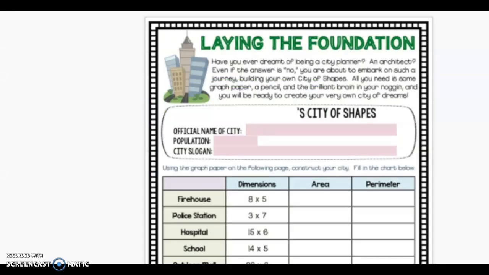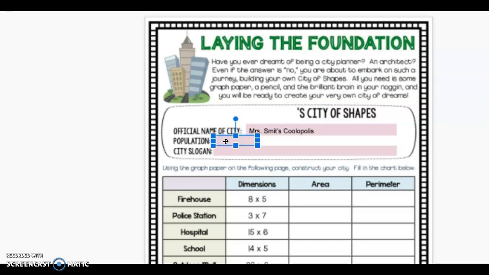We've been reminded about area and perimeter. Let's take a look at today's assignment. I hope that you have fun with this. It's called Laying the Foundation. And right here, you are going to make your own city of shapes. The official name of the city, you can fill that out. Maybe I would call mine Mrs. Smit's Coolopolis.